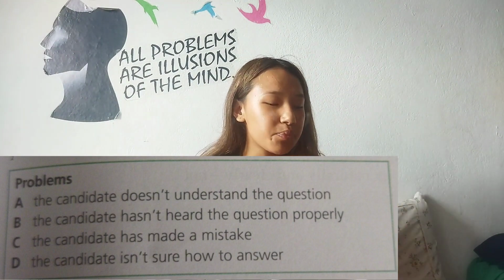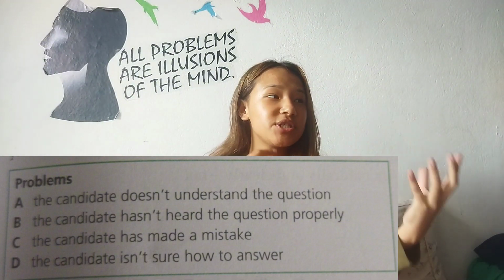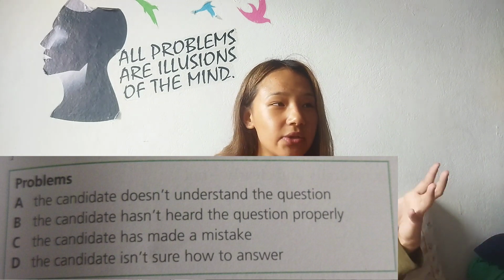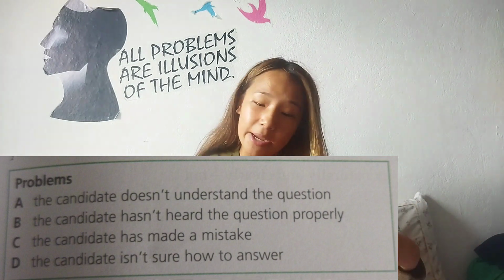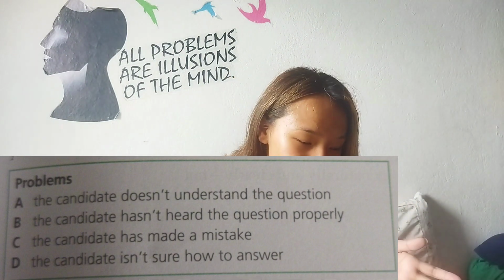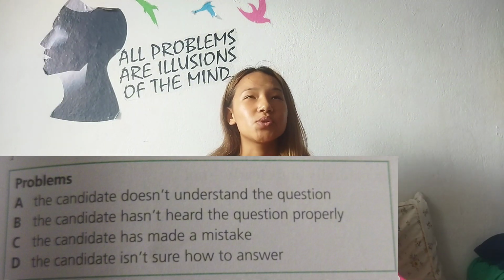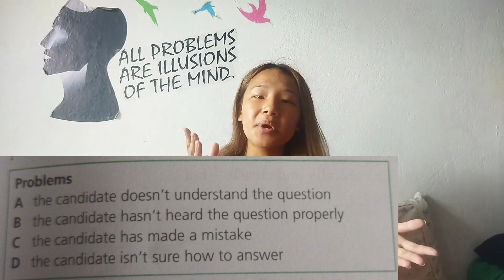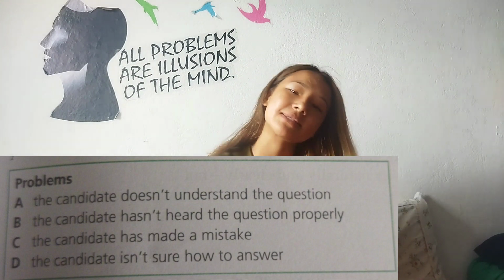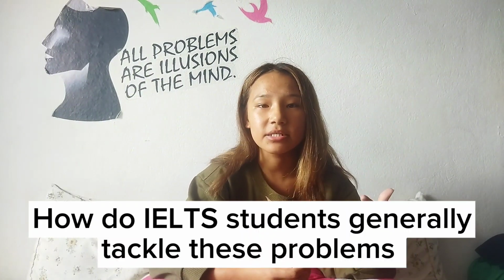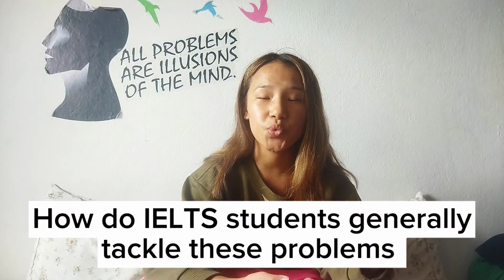The next problem is you mistake the answer. The question is different and your answer is different. That happens when you are particularly nervous. That type of problem also happens during the speaking test, and not being sure how to answer. So you do not know how to answer. These are the problems that an IELTS student might face during speaking tests. Let's see how IELTS students actually tackle these problems. How do they react to these situations?